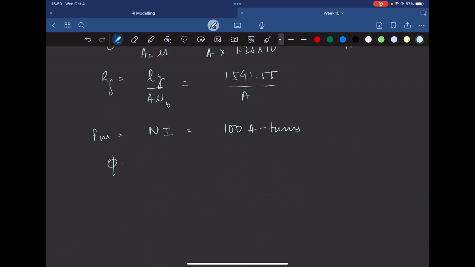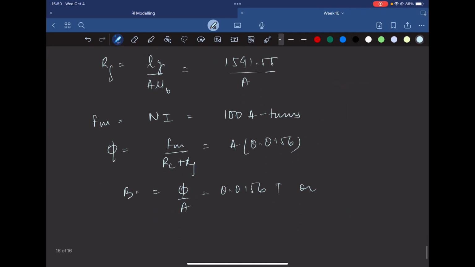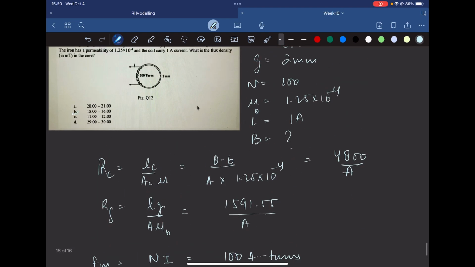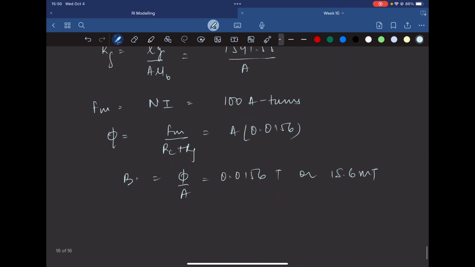So we can calculate flux. Flux is Fm upon Rc plus Rg, which is 8 times 0.0156. Now we know B is phi by A, which is 0.0156 Tesla, or 15.6 millitesla, right? We are required to find it in millitesla, so it's B. So that's how you solve these kind of magnetic circuits.